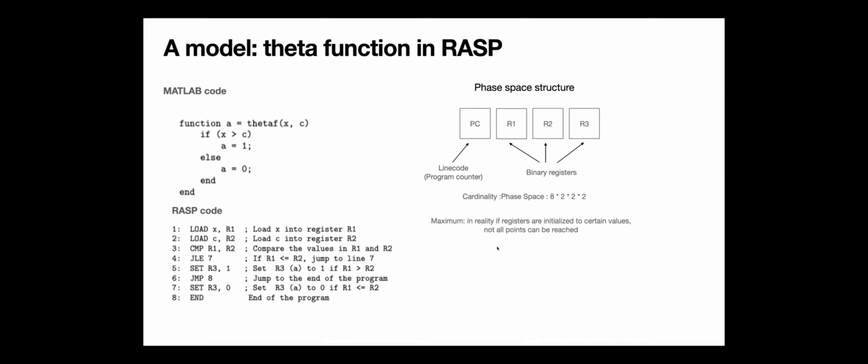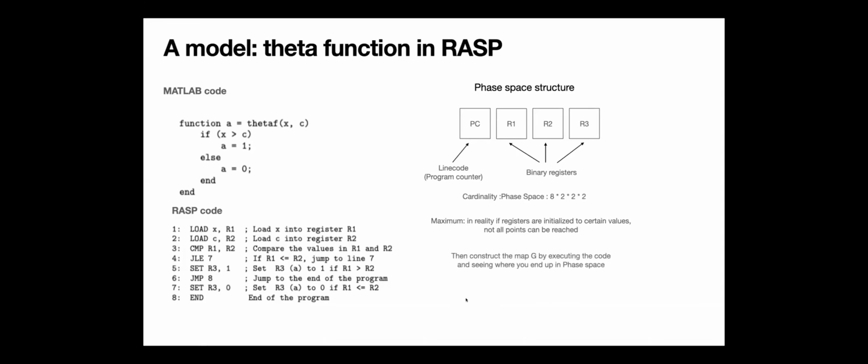In reality, registers are initialized to certain values, and not all points can be reached. And typically, when you simulate these systems, you see that not all possible states are reached through the computation, given all possible inputs. But you still need to store them. You don't know which of those are reached at the initial points, so you'll have to keep track of them.